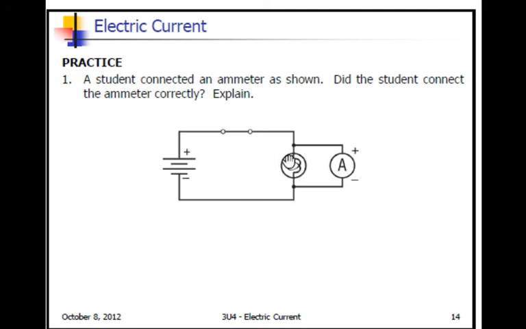So we won't be able to measure the current of this lamp. We actually have a short circuit design here, and this ammeter will not measure anything. We won't be measuring the amperage through that light bulb.